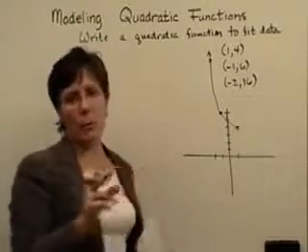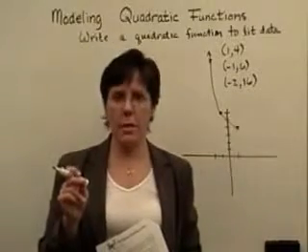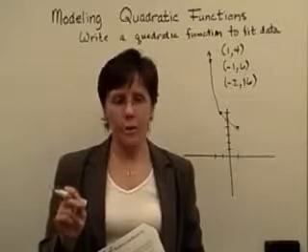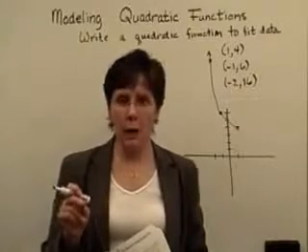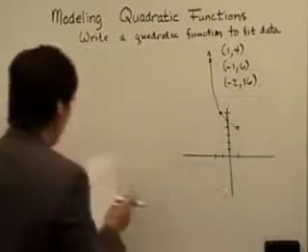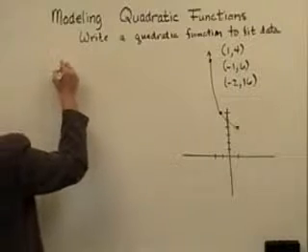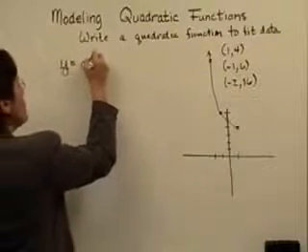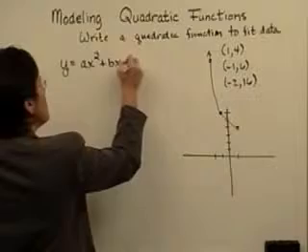I have to have 3 points in order to write a quadratic equation. I cannot do it with 2. 2 points make a straight line. 3 points will help me to build the curve. What you now have to remember is the standard form of a quadratic equation.